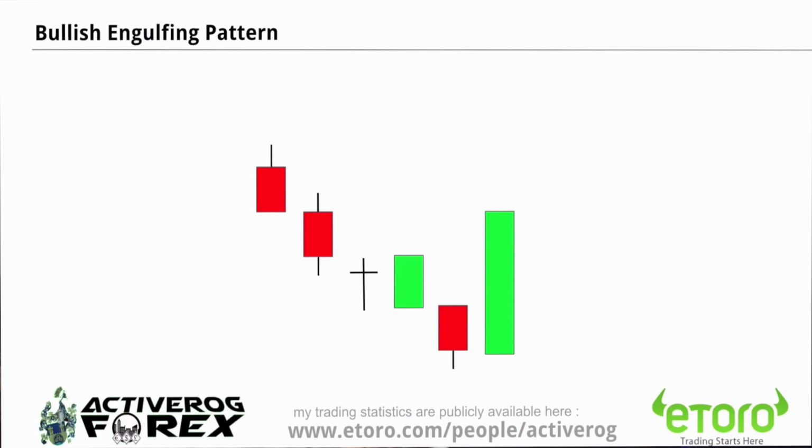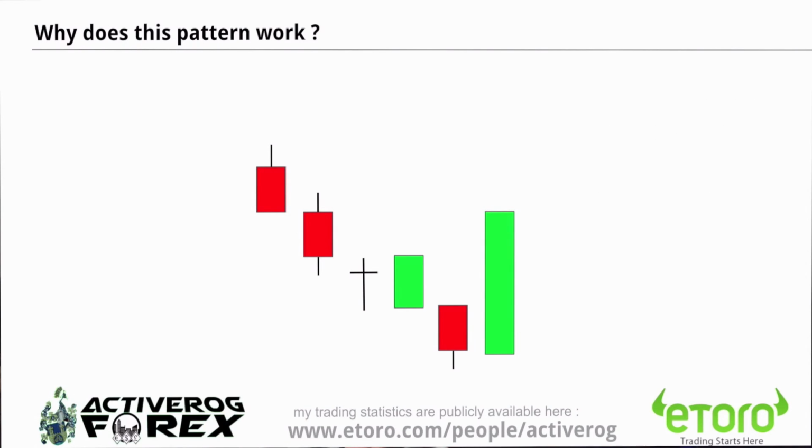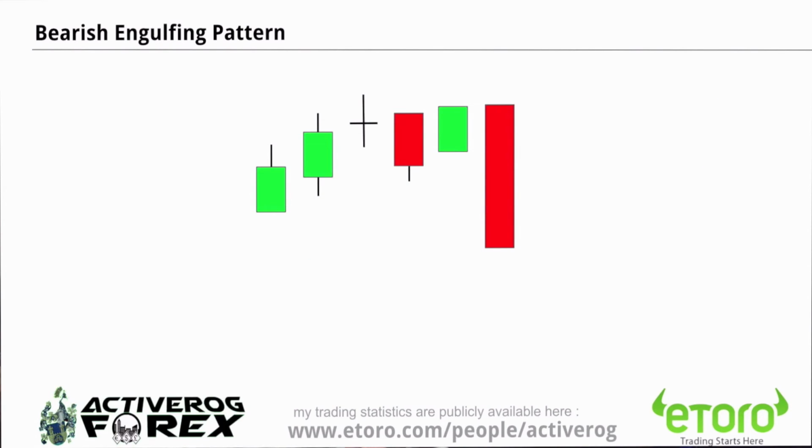This is a bullish engulfing pattern. The bullish candle is larger than at least the previous 5 candles. It can then be said to engulf the previous candles. Why does this pattern work? Quite simply, the bullish engulfing candle shows a strong surge of bulls coming into the market, showing a change in market sentiment. The bearish engulfing pattern is exactly the same as the bullish engulfing pattern but reversed.